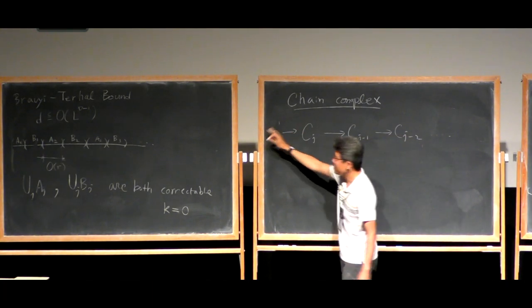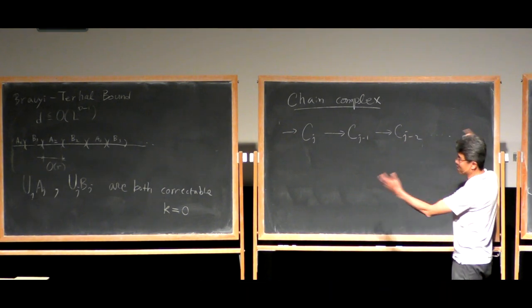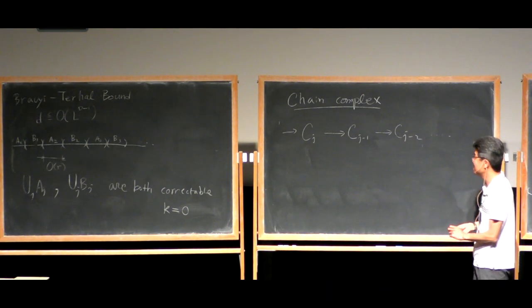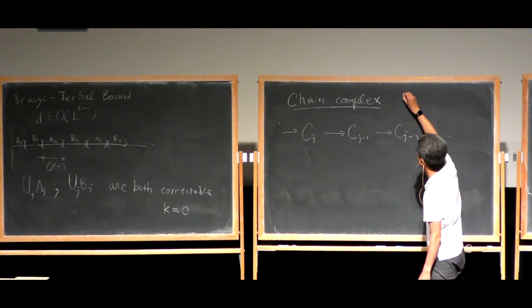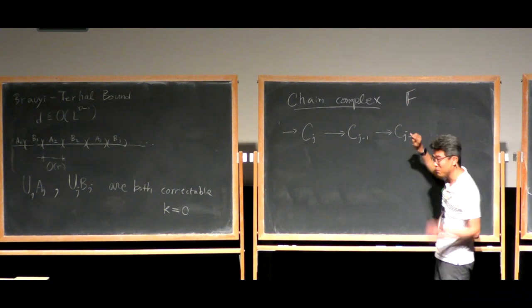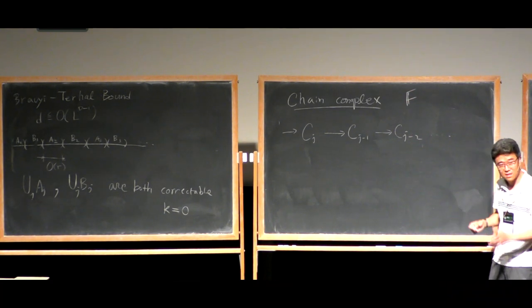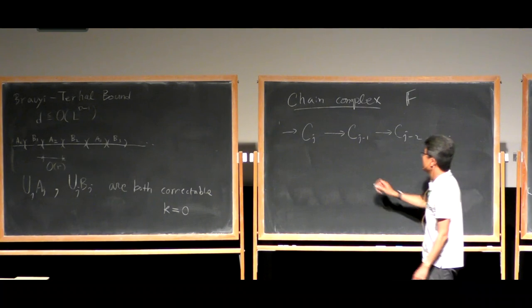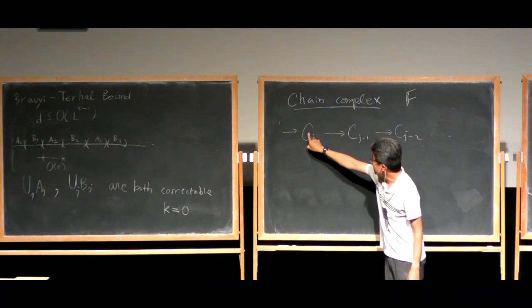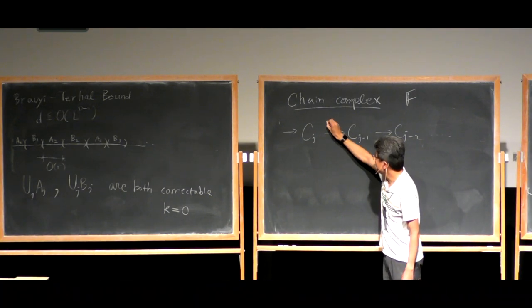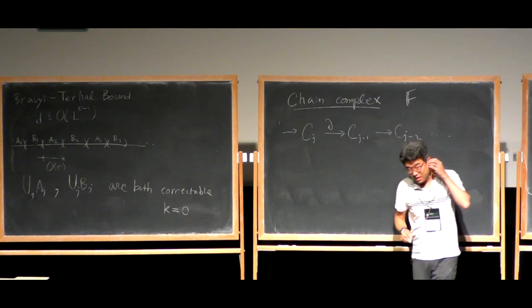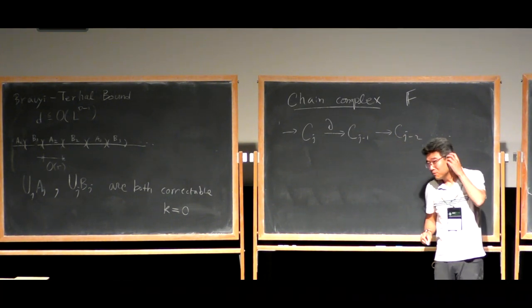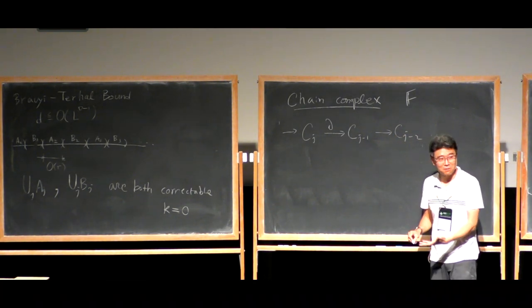There may be infinitely many linear spaces you want to consider. Oh yeah, some ground field is fixed. It doesn't have to be a field, but for the sake of simplicity, let's assume a field. And this is a linear space, and by arrow, I mean some linear map. Historically, it is denoted by this boundary symbol because it's called the boundary map.